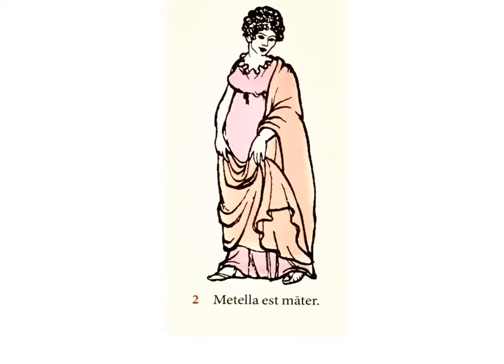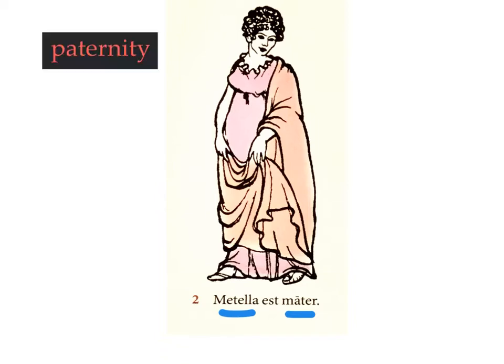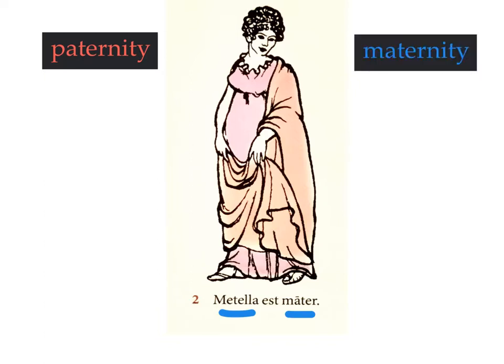Let's move on. Sentence 2, Metella est mater. This lady was standing next to Caecilius in the family photo, and it says here that her name is Metella and that she's the mater. Now, if you guessed that pater meant father because paternity means fatherhood in English, you could probably guess that mater means mother, because maternity ward, maternity wear, maternity means motherhood. So, Metella est mater means Metella is mother.